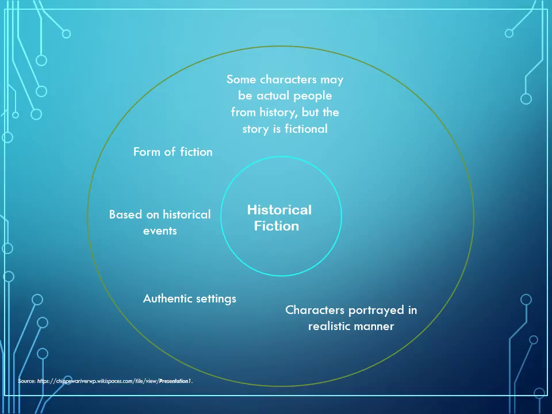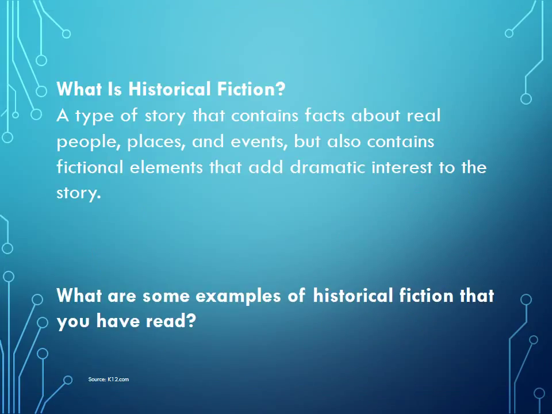So some element of it will be fictional, whether this characters or the story. Characters are portrayed in a realistic manner, and sometimes there may be actual people from history, and then some friends or acquaintances or secondary characters may be fictional. There's going to be an artistic mix of fiction and historical fact, and your job is to try to decipher between the two. So what is historical fiction? Well, it's a type of story that contains facts about real people, places, and events, but also contains fictional elements that add dramatic interest to the story. That's just what we discussed on the previous slide there with those circles.